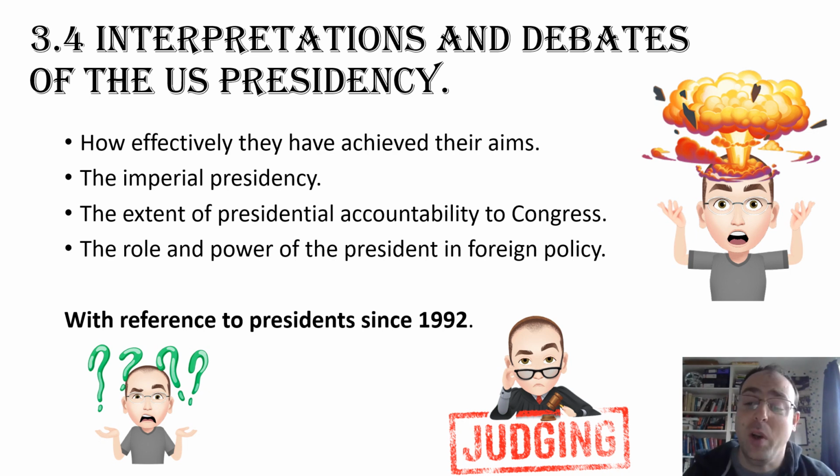In terms of specification, we are in 3.4, interpretations and debates of the US presidency: how effectively they achieve their aims, imperial presidency, the extent of presidential accountability to Congress, the role and power of the president in foreign policy. Now you need to do all of this with reference to presidents since 1992, so this video will include quite a lot of details and examples going all the way back through Clinton, Bush, Obama, Trump, and some little bits on Biden. Obviously Biden's only just come into office, so it's difficult to get much from that.